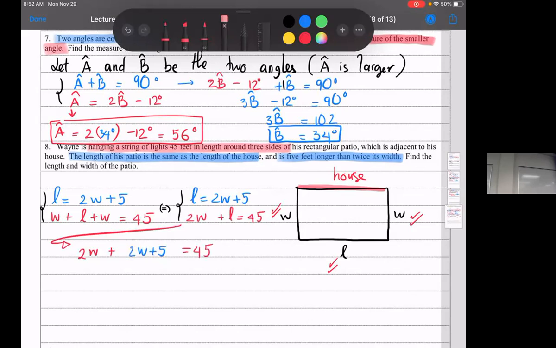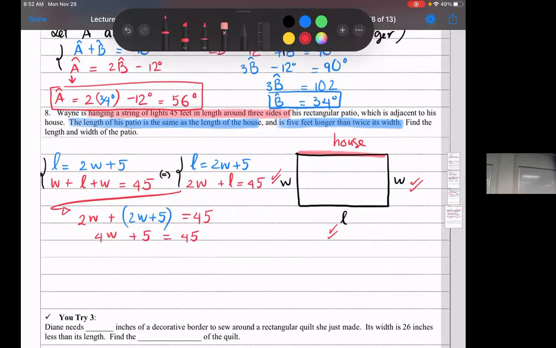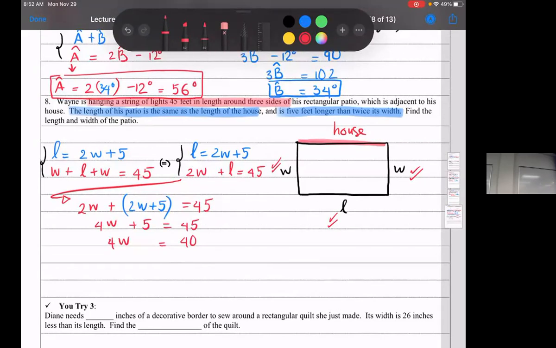I'm gonna put the parentheses just to make a good habit out of you, because sometimes you have a minus in front of them. That means the minus goes into every individual. So I'm gonna put the parentheses to establish a good habit. 2W plus 2W is 4W plus 5 equal 45. Subtract 5, so 4W equal 40. W equal 10.